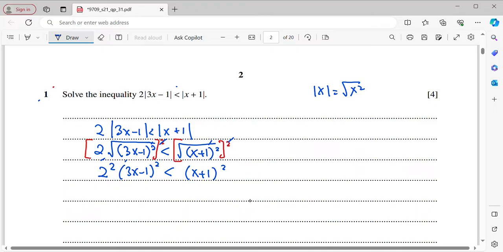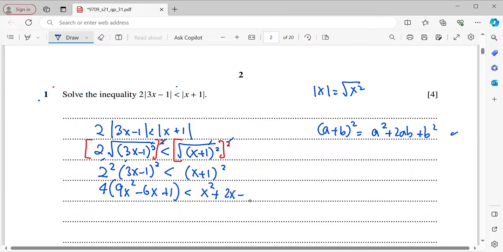Now when we do the expansion, a plus b squared will be a squared plus 2ab plus b squared. So I will be getting 4 bracket, square of 3x is 9x squared, then minus 6x plus 1. We apply this quadratic expansion. Then for the right hand side, it will be x squared plus 2x plus 1.